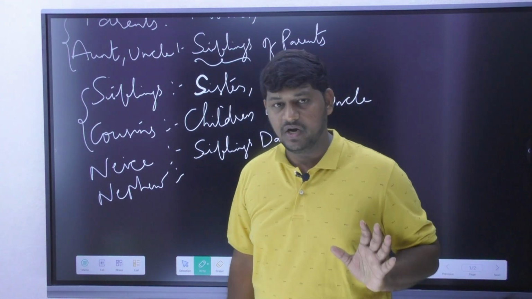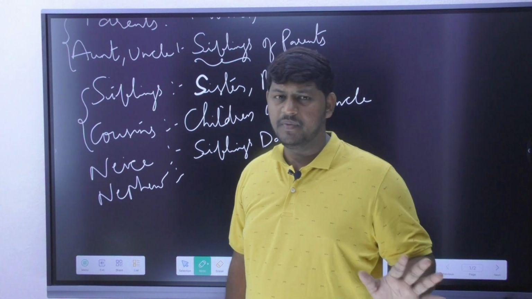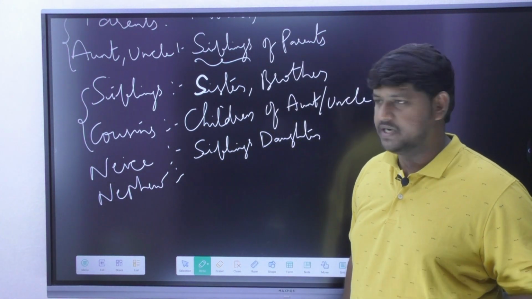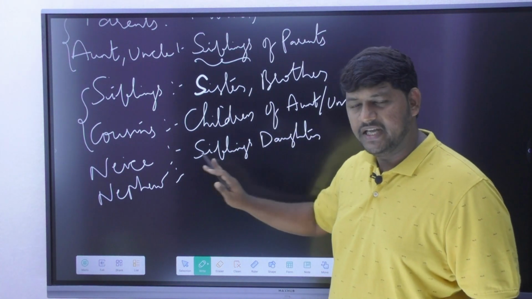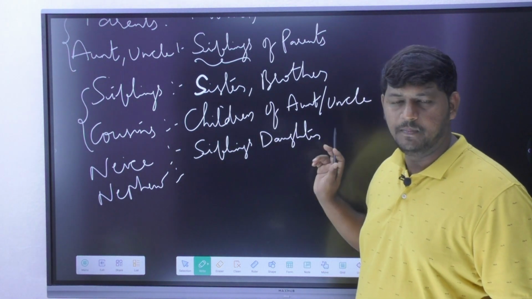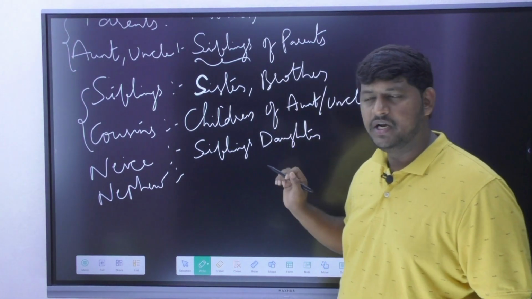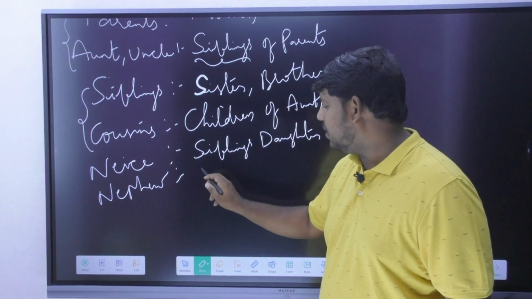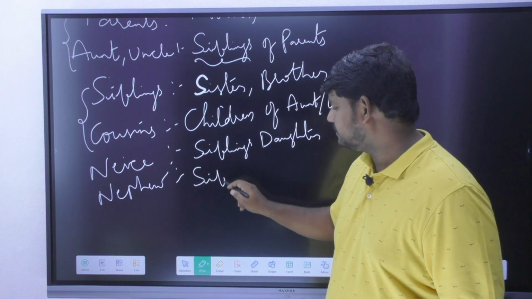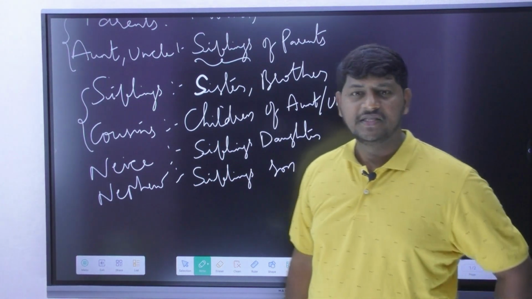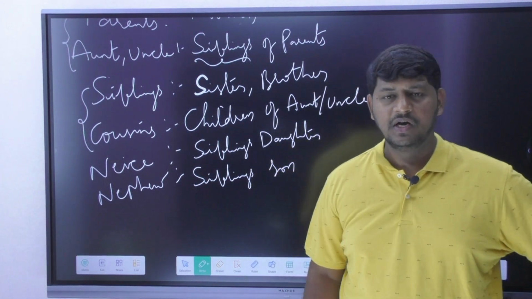Whatever gender you are, whether you are male or female, it doesn't matter. Ultimately we are supposed to get only one particular answer. So niece is called sibling's daughter. And who is the next person we have here? It is nephew. So now can I say it as sibling's son? Am I correct? Yes. Sibling's son is going to be your nephew.